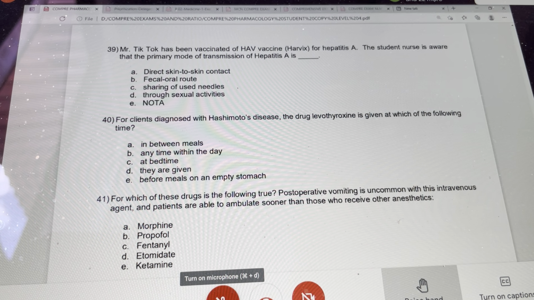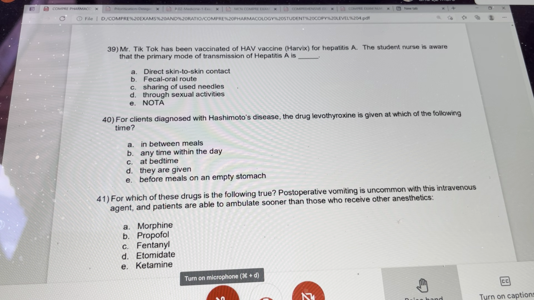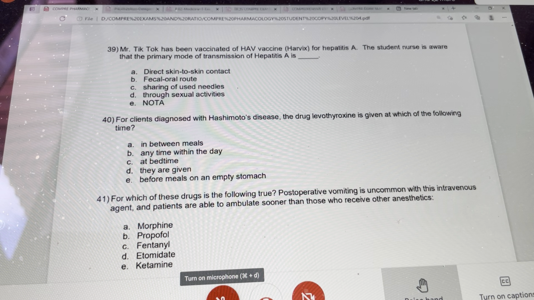Number 40, for clients with Hashimoto's disease, the drug levothyroxine is given. So Hashimoto's, is this hyperthyroidism or hypothyroidism? Anyone from the class? Hypothyroidism. So Hashimoto's disease is a form of hypothyroidism. The drug levothyroxine is given at which of the following times? By the way, levothyroxine is the medication of choice to treat this condition, hypothyroidism, and even goiter. Goiter is the enlarged thyroid gland.